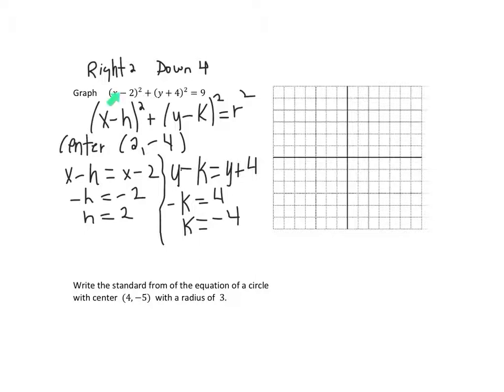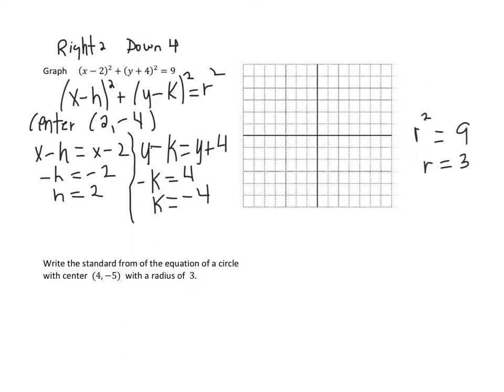Another way to look at this deals with the shifting concept that we did before. Because x minus 2 is in parentheses, that's a left-right shift, opposite direction. So that's right 2. This is a little different though. Y plus 4, it's inside parentheses and it's a y variable, so it's the opposite direction of that variable. So this will be down 4. So that's the center, right 2, down 4.